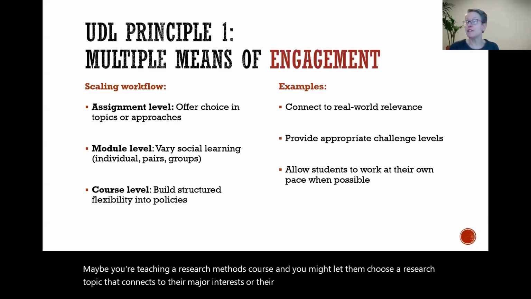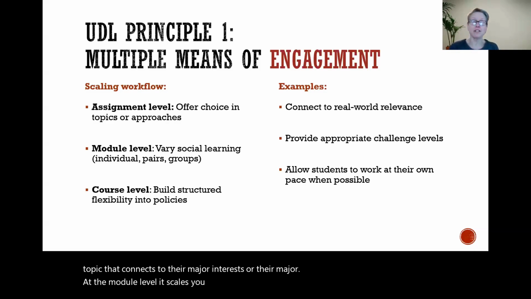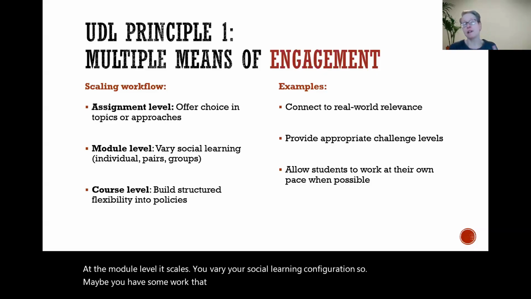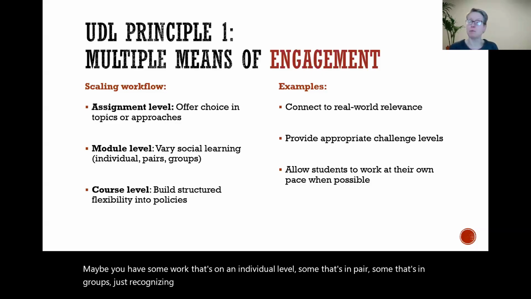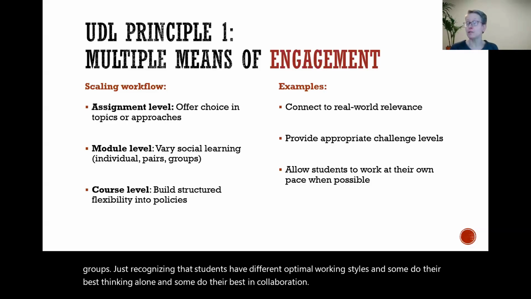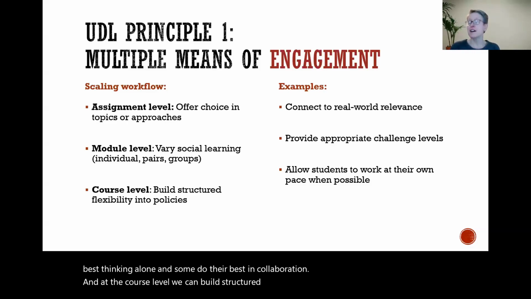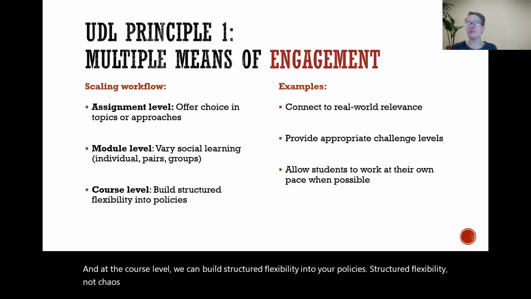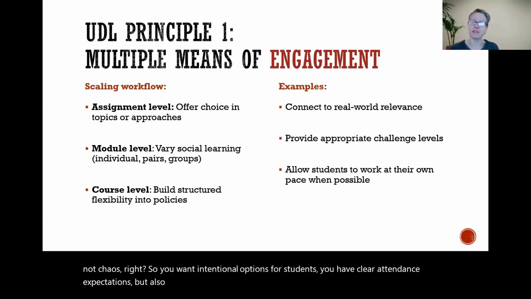At the module level, it scales. You vary your social learning configuration. So maybe you have some work that's on an individual level, some that's in pairs, some that's in groups, just recognizing that students have different optimal working styles, and some do their best thinking alone, and some do their best in collaboration. And at the course level, you build structured flexibility into your policies. Structured flexibility, not chaos, right? So you want intentional options for students. You have clear attendance expectations, but also clear pathways for handling genuine emergencies.